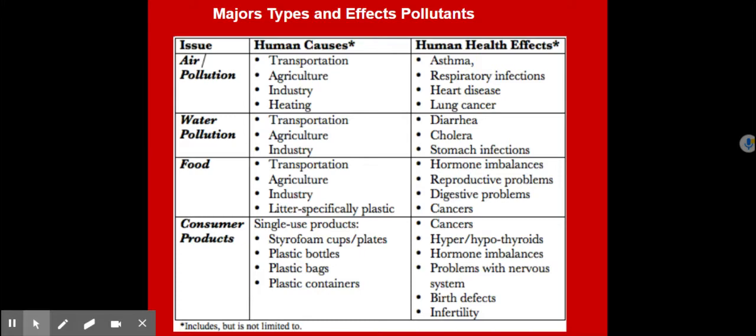Consumer products. Human causes: single-use products like styrofoam cups and plates, plastic bottles, plastic bags, plastic containers. Human health effects: cancers, hypothyroidism, hormone imbalances, problems with nervous systems, birth defects, infertility.